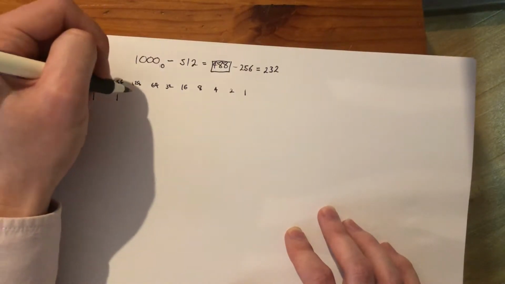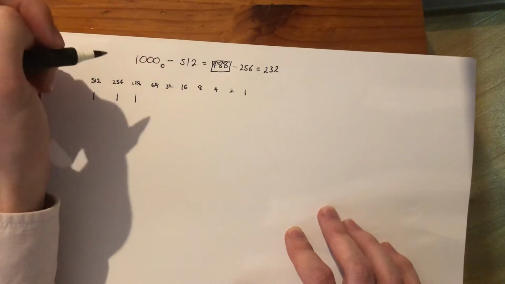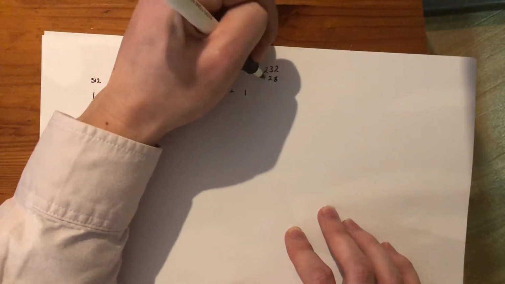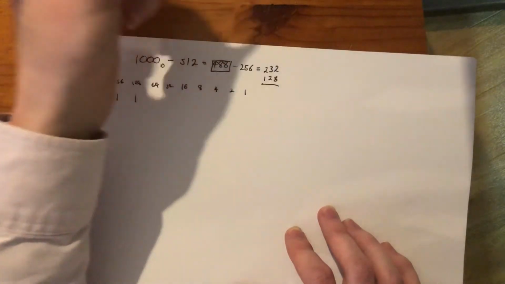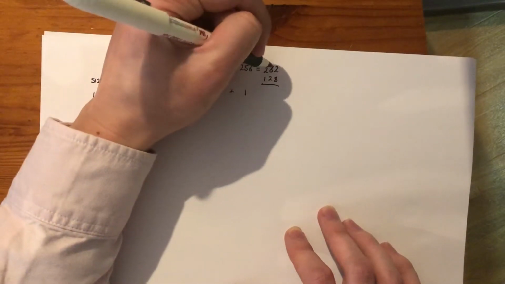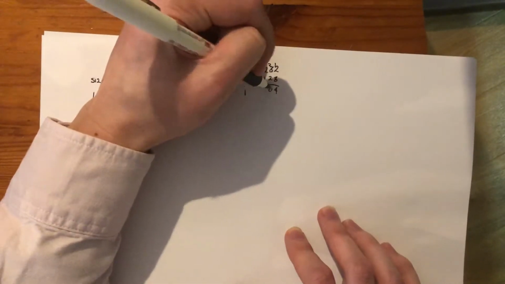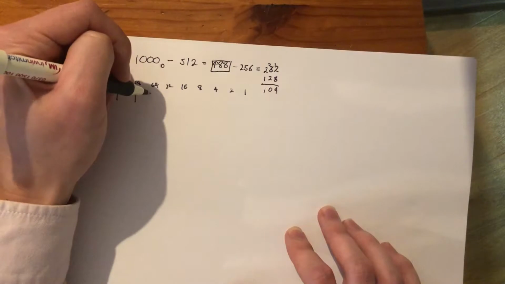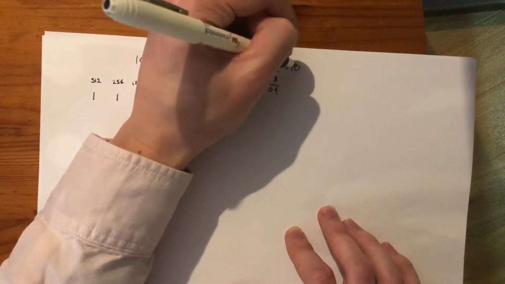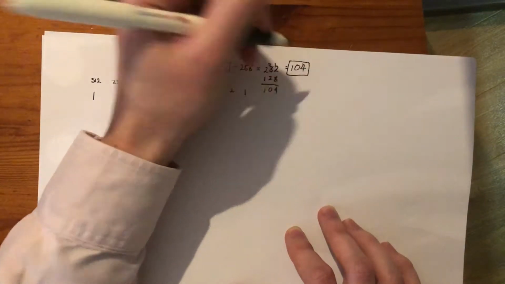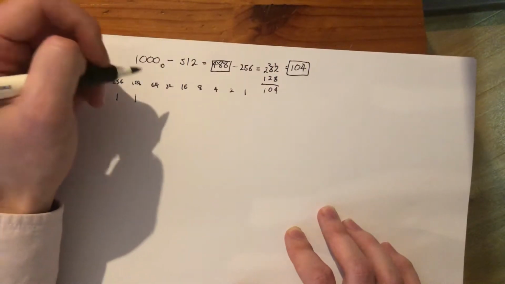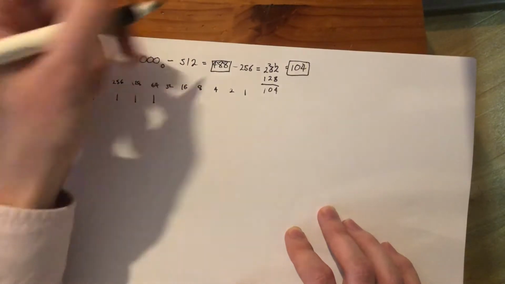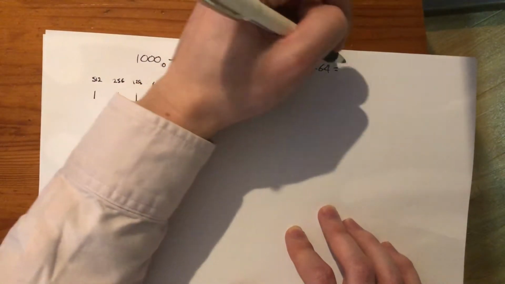Does 128 fit into 232? Yes, it does. We then can deduct 128 from 232. I'm just going to do some long subtraction here. And that gives us 104. So our new number is 104. I'll square that for you so we can see that. Does 64 fit into 104? Yes, it does. And that's nice and easy to work out.